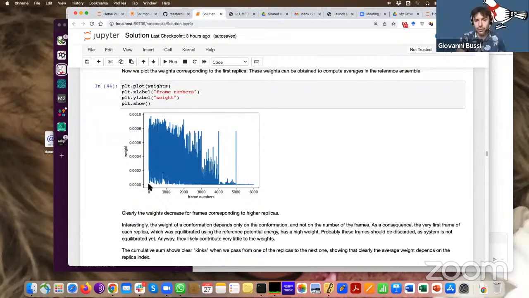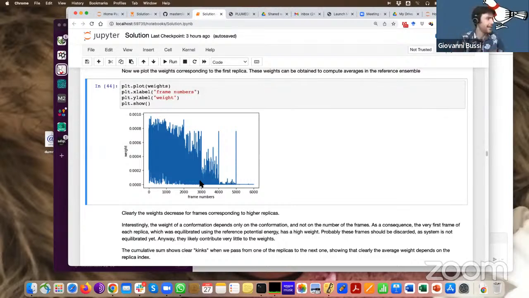Because here, since it's not demuxed, you can see this is the first replica, second replica, third replica, because they are concatenated one after the other. And so you see that the weights do make sense. The frames that were generated in the first replica have a high weight when you try to produce averages that correspond to the first ensemble. The frames generated from the last replica have a low weight, they are typically irrelevant, which also maybe tells you that it's not so useful to do this WAM analysis. Okay, except for the first frame.